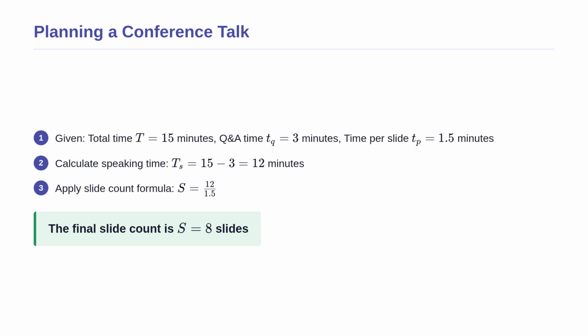Next, we take those 12 minutes and divide by the 1.5 minutes allocated per slide. The result is exactly 8 slides. This means the student should prepare exactly 8 highly focused slides to deliver a calm, professional presentation.